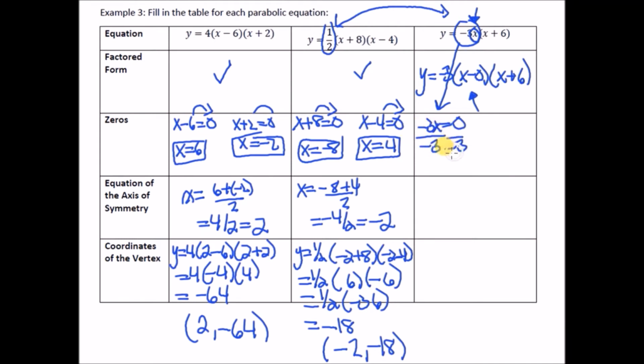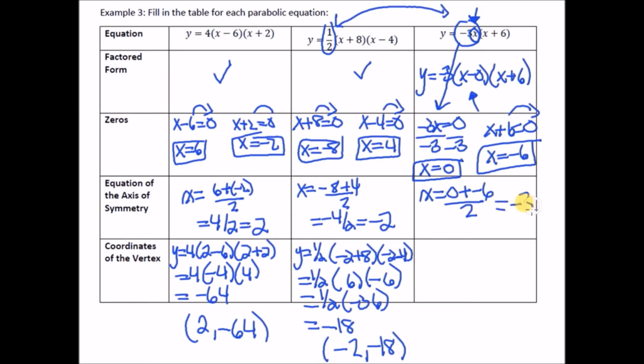If we divide both sides by negative 3, x is now isolated. And what's 0 divided by negative 3? Well, it's just 0. Okay, then we have x plus 6 equals 0. Bring that over. x equals negative 6. Okay, now let's average those two out. 0 plus negative 6 over 2, which is negative 3.